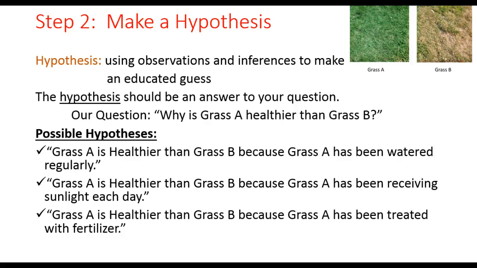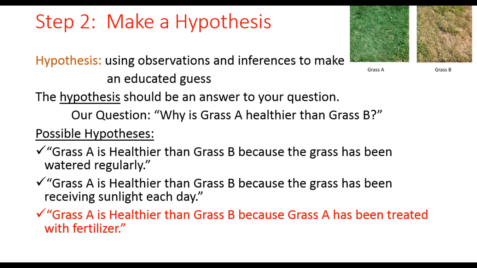Grass A is healthier than grass B because grass A has been watered regularly. Grass A is healthier than grass B because grass A has been receiving sunlight each day. Grass A is healthier than grass B because grass A has been treated with fertilizer. These are all valid hypotheses, but we're going to just pick one to move on with the scientific method with, and that one's going to be our third one. Grass A is healthier than grass B because grass A has been treated with fertilizer.